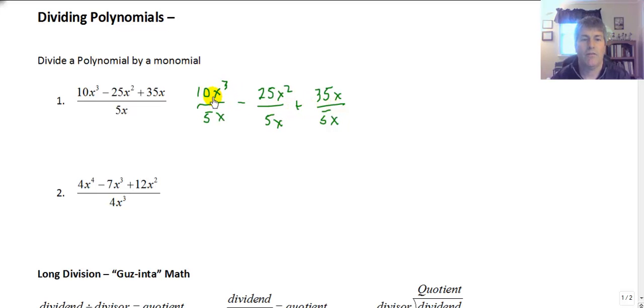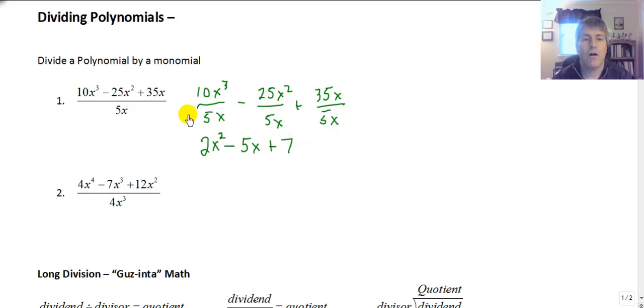So we apply our laws of exponents, and we can work with 10 over 5 is 2, x cubed divided by x. I have two more factors of x in the numerator, so dividing I get 2x squared minus, and then 25 over 5 is 5. I have one more factor of x in the numerator than the denominator, so minus 5x plus, and then 35x divided by 5x is just 7. The x's cancel here. So my final answer, 2x squared minus 5x plus 7.